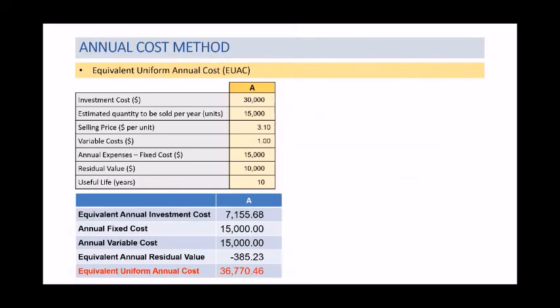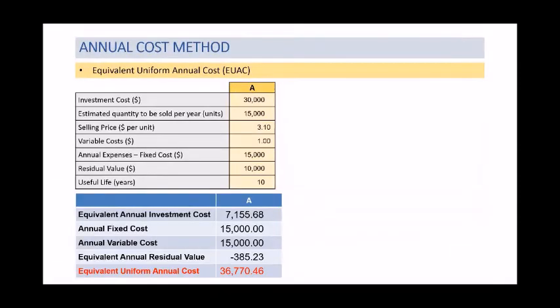Now, the second method to compute the annual cost is called EUAC, or Equivalent Uniform Annual Cost. Here we convert the not annual to annual. For example, initial cost is not annual. It is a one-time cost at the beginning of the project. Although residual value is not a cost, it affects the investment cost. That's why we need to include that. And take note that residual value is also a one-time cash in found at the end of the life of the project.